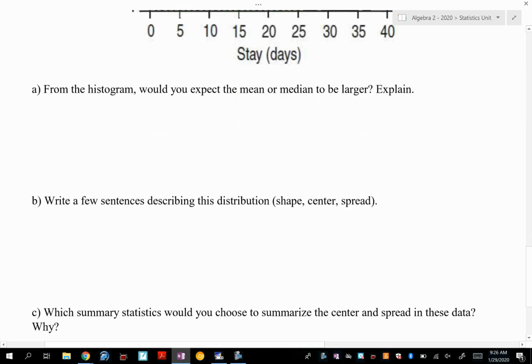So in part B, we're going to start in part B. You're going to write this distribution is unimodal and skewed right.